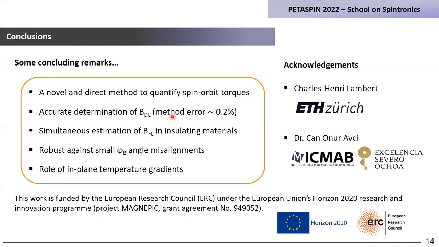And also compared to other methods from the literature, like the one that I showed in the introduction, our methodology allows to retrieve simultaneously the field-like and the damping-like contributions. And also, we have found that this methodology is even stable against a small phi angle misalignment. And finally, I have also shown the implications of in-plane temperature gradients induced by Joule heating, which strongly modulate the spin Hall magnetoresistance parameters and will influence as well the second harmonic response that we measure.